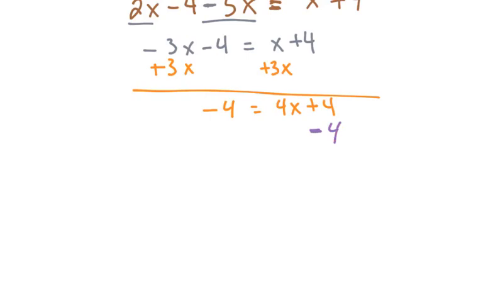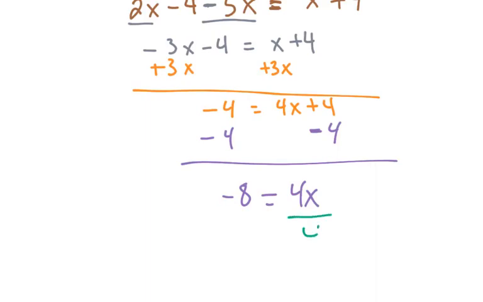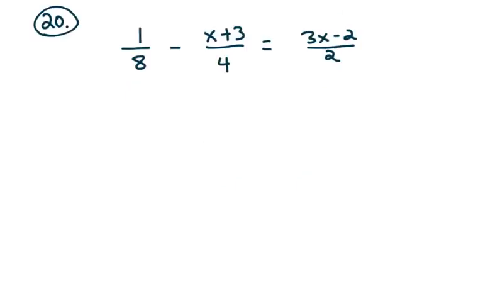So we're going to subtract 4 from both sides, and finish it off by dividing by 4. So x is equal to negative 2. Alright, so pause the video now and see if you can solve this one on your own.